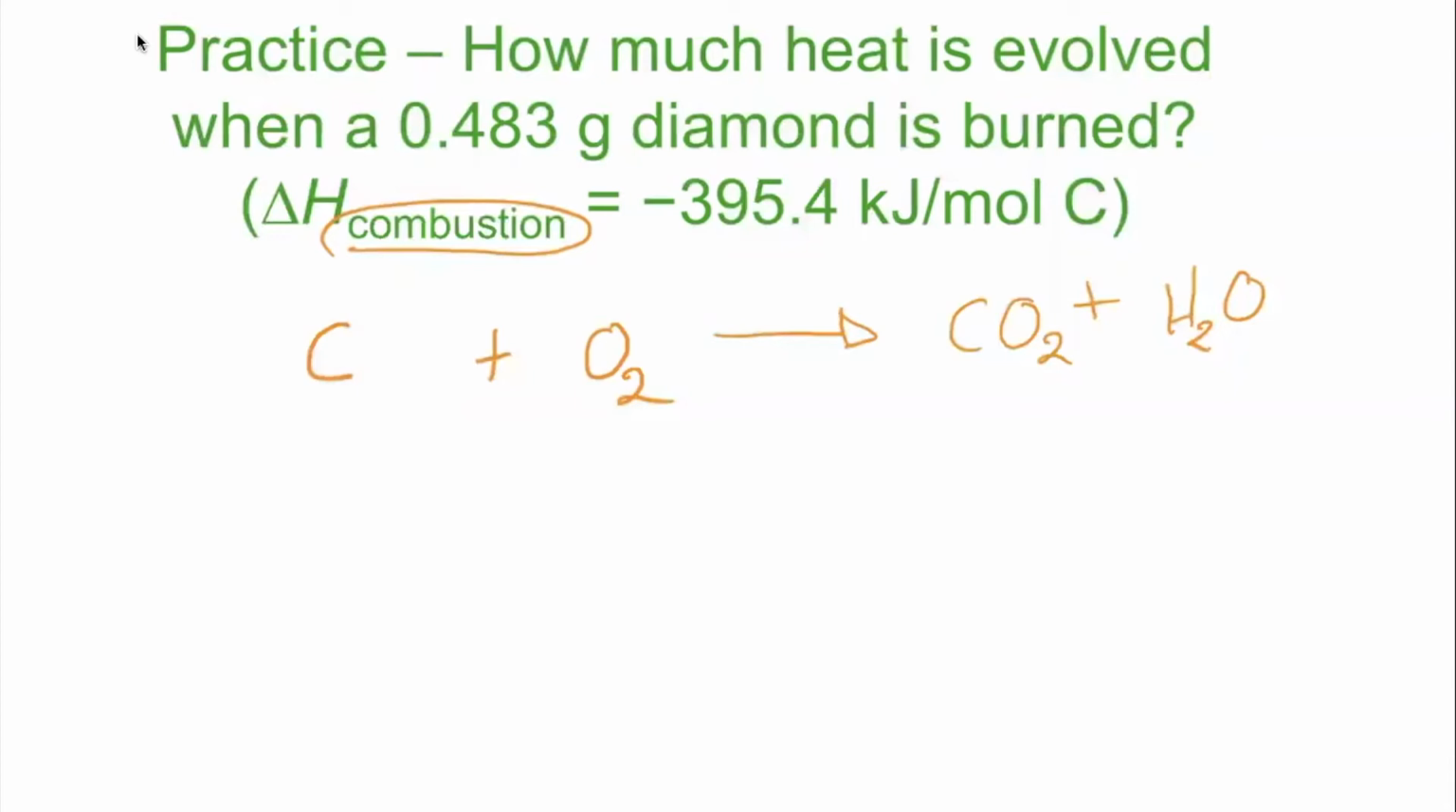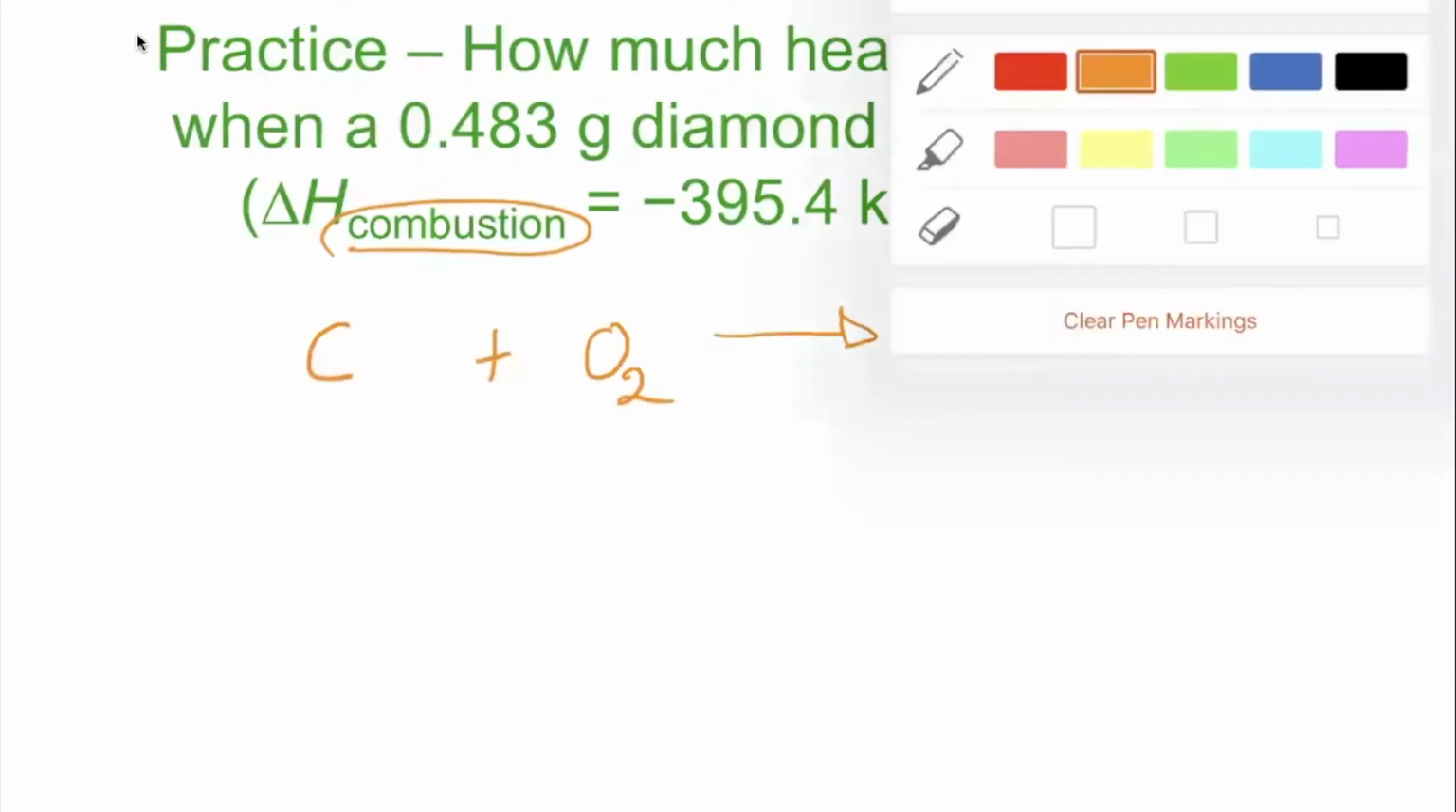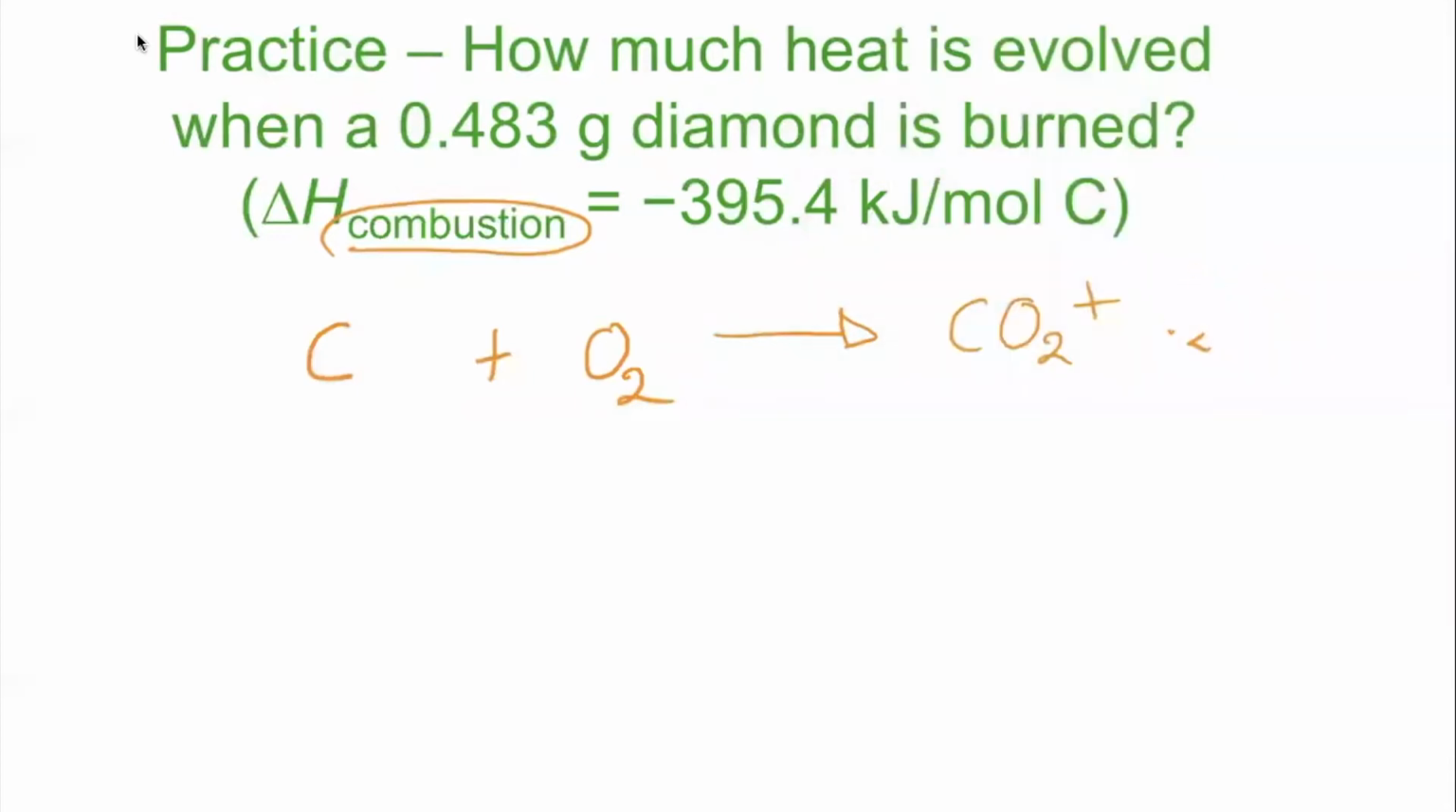Well, for this one, you're not going to generate water. You're just going to have your carbon dioxide. So it's balanced and it's telling you that the heat is going to be negative 395.4 kilojoules per mole of carbon.